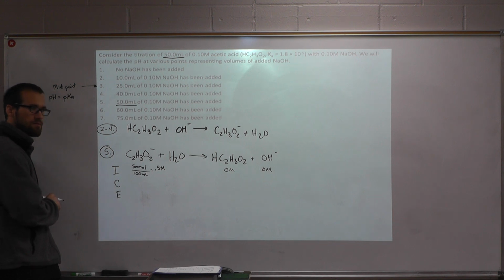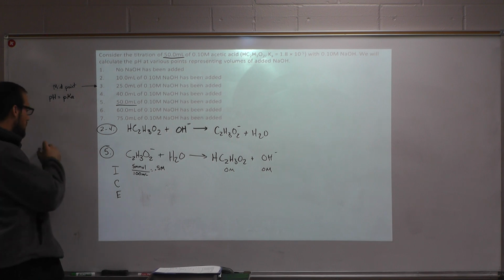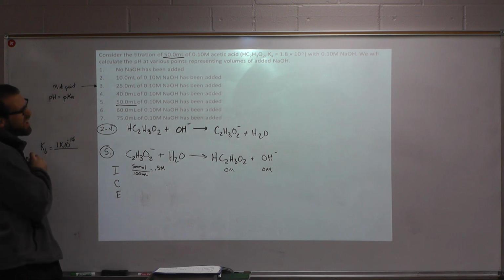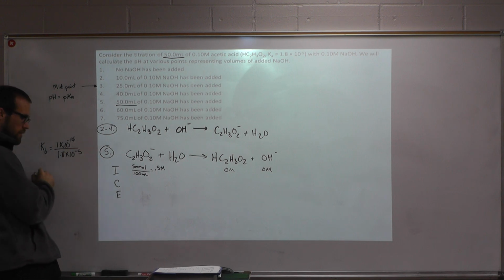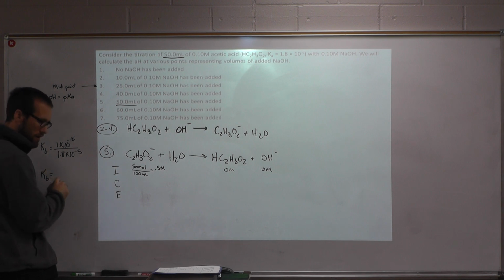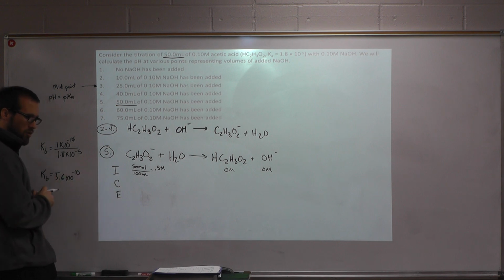Oh, this is Kb. Yep. Okay, Ka needs to be converted to Kb. So our Kb is Kw divided by Ka. Kb is... and now what would we do to get our x then? Just like we've been doing for a while.